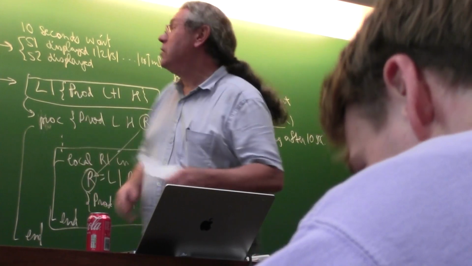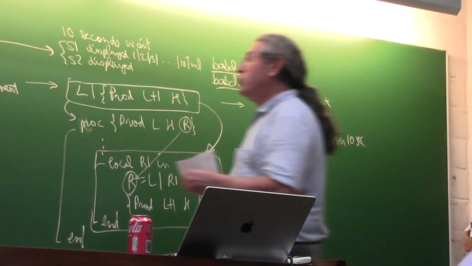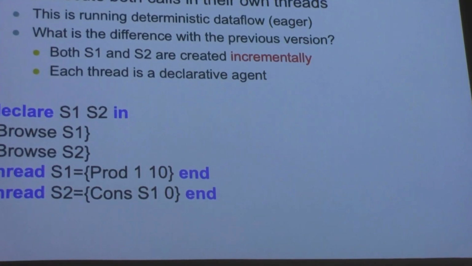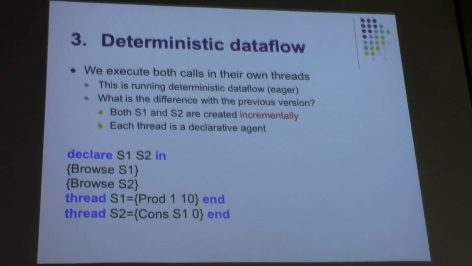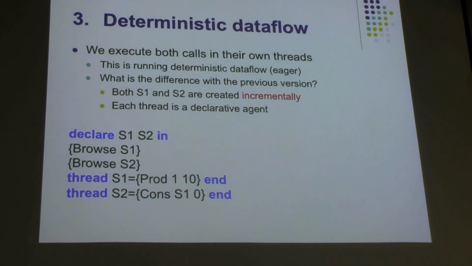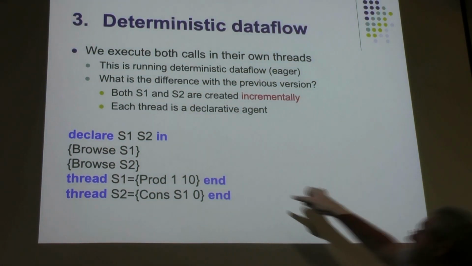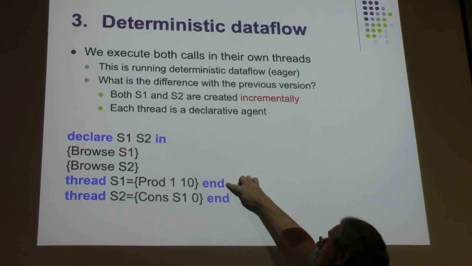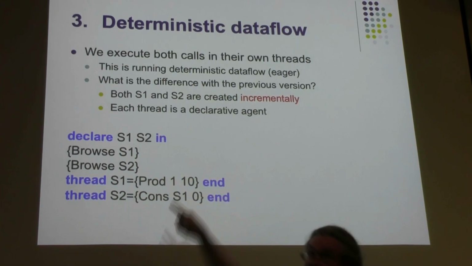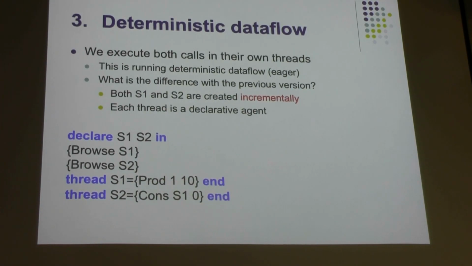And then the third one is deterministic data flow. Now both prod and const will execute in their own threads. That means while the prod is creating its elements here, the const will already execute in its own thread. So there's multiple threads here. So this one will execute like before, but it will not block the const, because this is executing in its own thread, and the const also. Okay? But otherwise, it's exactly the same code.